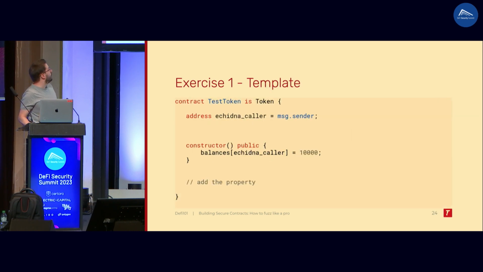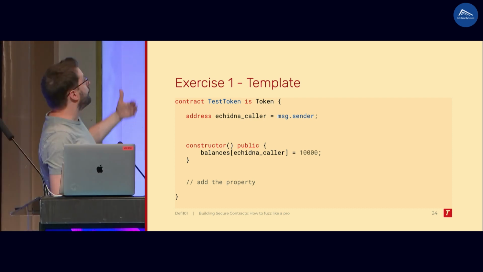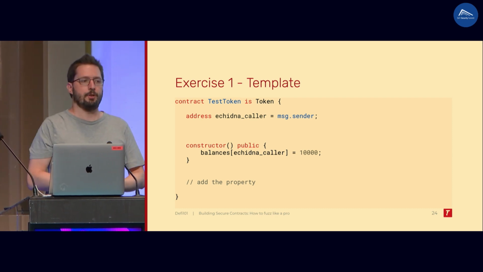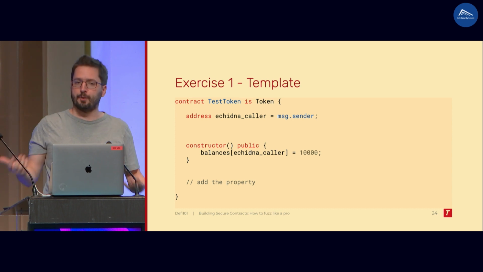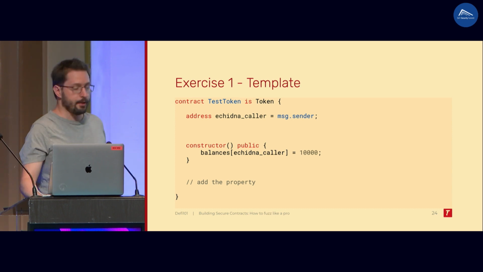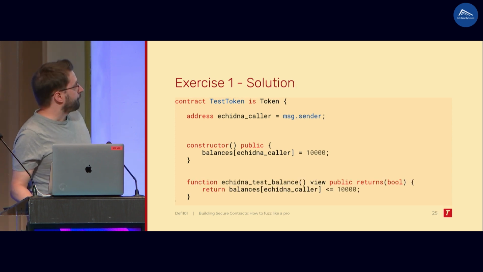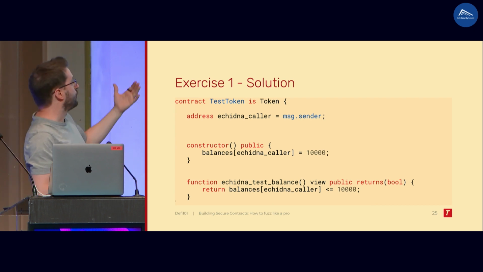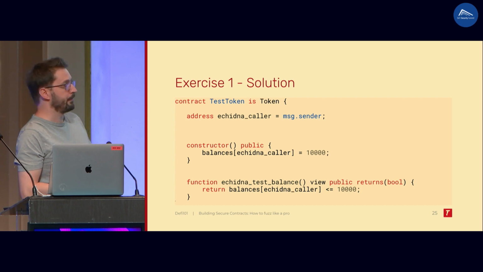And here, the property that we want to try to see is this invariant that no one should have more than the total supply. If you deploy the contract and the initial balance is 10,000 and there is no mint function, the total supply is 10,000. And now the invariant, the property, is exactly that: the user should not have more than 10,000.